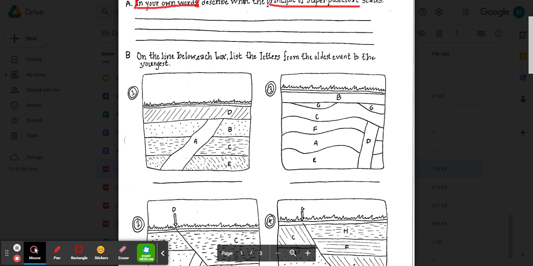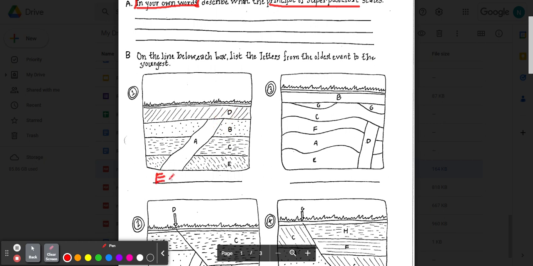All right, so B number 1: on the line below each box, list the letters from the oldest event to the youngest event. So we're looking at our pictures. What is the oldest event on here that I can figure out? Well, A cuts through a lot, so we know that A can't be the oldest. So let's look here. All right, it's got to be E.